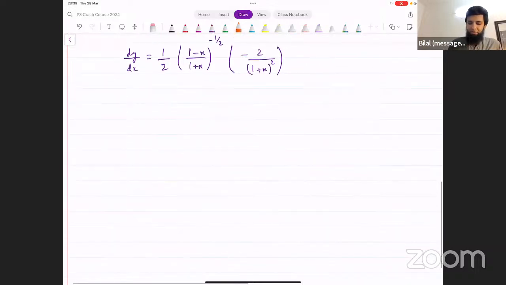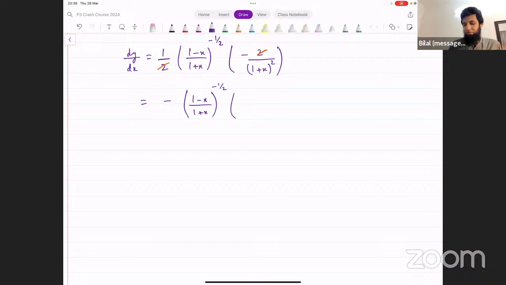Now let's simplify this. This 2 and this 2, they're going to get cancelled. The negative sign is going to remain there. So we have minus into 1 minus x over 1 plus x whole raised to power minus 1 over 2 into 1 over 1 plus x whole squared. That is what we have.